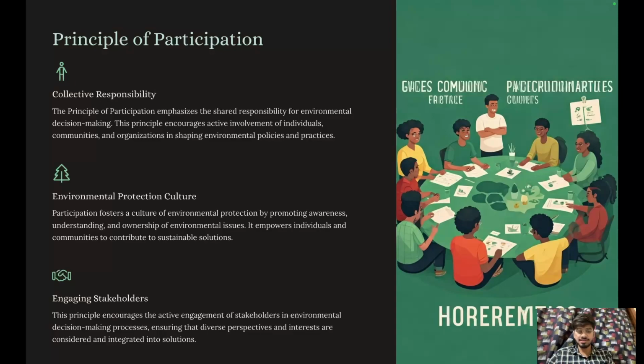Engaging stakeholders: the principle encourages the active engagement of stakeholders in environmental decision making processes, ensuring that diverse perspectives and interests are considered and integrated into solutions.